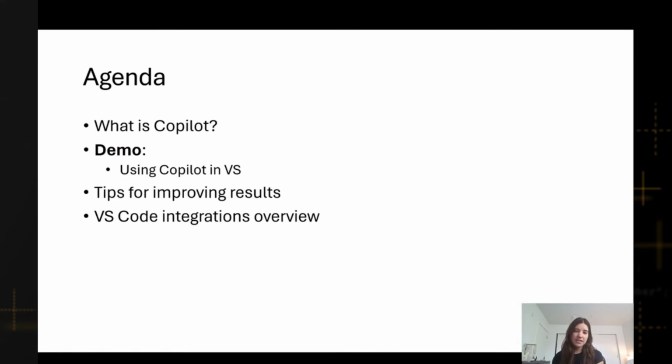Copilot is a tool that can assist you at various points in your C++ development journey. Today, we're going to introduce what these tools are, showcase them in a live demo using it in C++ code in Visual Studio, and then wrap up with tips and tricks we suggest for improving results and how some of these workflows translate to VS Code as well.